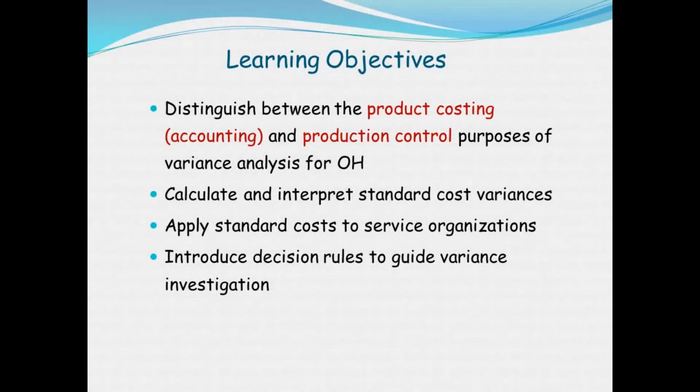As we said before, there are two purposes for variance analyses. One is product costing, which is an accounting purpose, and the other is for control, which is a management purpose. Overhead, taking fixed overhead, is really a product costing purpose.